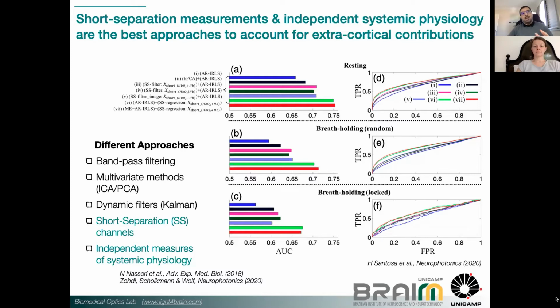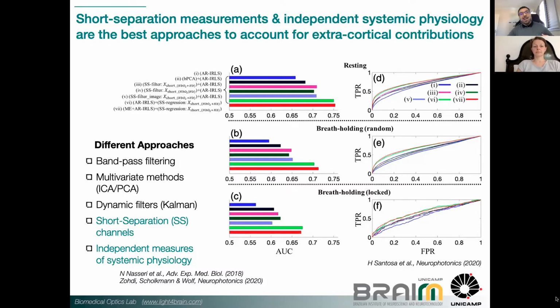So yes, part of this intra-subject variability is related to systemic physiology, because if you repeat the same protocol in the morning, afternoon, and evening, you have a circadian cycle, and your systemic physiology depends on the time of the day. So yes, part of this variability is related to the systemic physiology that we acquire.